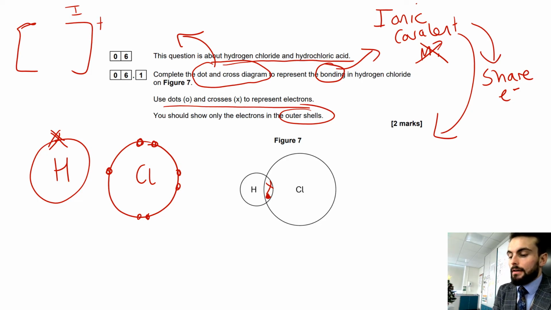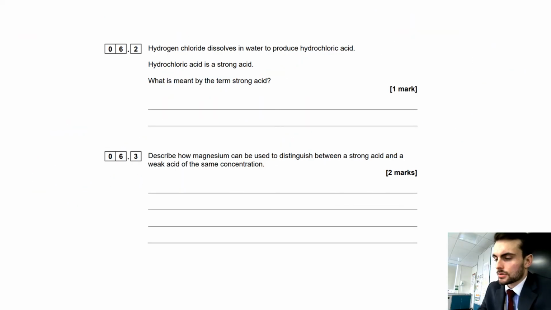How many did hydrogen have? 1. So that one's done. How many did chlorine have? 7. And there's 1 being occupied in the middle. So we're going to do 6 more to add to the 7 that chlorine had. That's it. Next question. Hydrogen chloride dissolves in water to produce hydrochloric acid.